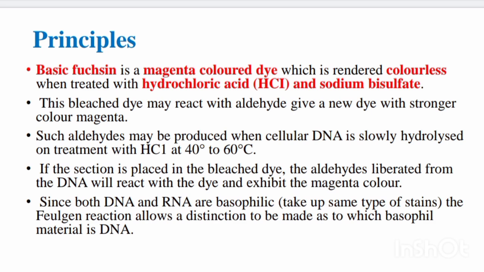If we have a section, we place it in the bleached dye, and the aldehydes liberated from DNA will react with the dye and give the magenta color. We all know that DNA and RNA are basophilic, meaning they take the same type of stain. So the Feulgen reaction allows a distinction to be made as to which basophilic material is DNA. So this is the principle.